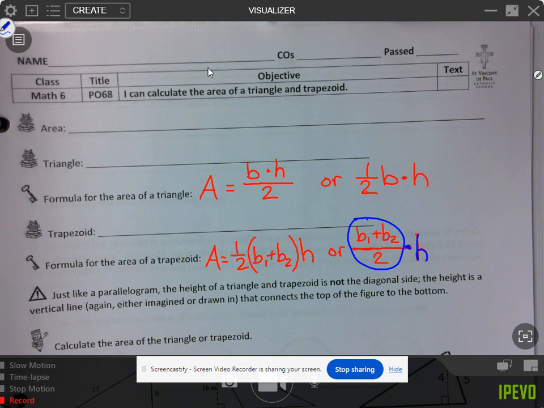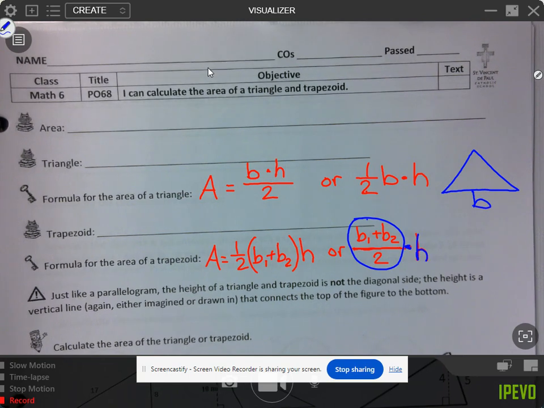So if we look at our triangle and we are given, where would I find the base? Sawyer. On the bottom of the triangle? On the bottom. Where would I find the height?